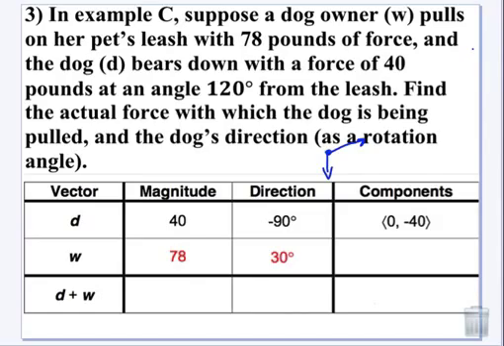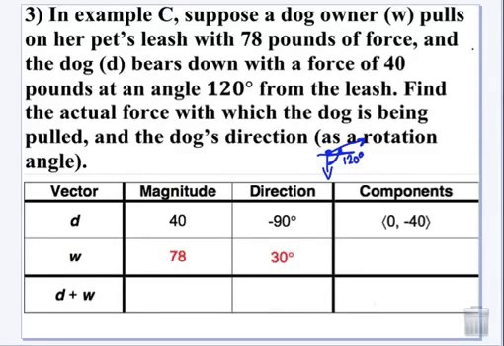So if the dog's pulling down, this big angle here is 120 degrees. But we want to know what is this little tiny angle here, and that's where you get the 30 degrees. That one can be a little bit confusing. That's why I just showed you the answer and then explained how we got the answer for that one.